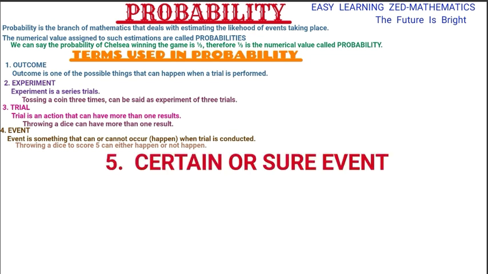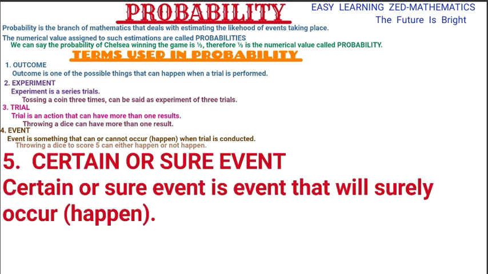Okay, so number 5, we're going to look at certain or sure event. Before I explain this one, I ask you viewers to pause the video and try to explain what is a certain or sure event. I'll take it that you have paused. Now let me explain. As you know the meanings of the words certain and sure, it is the same meaning in mathematics. So a certain or sure event is an event that will surely occur or happen. If we say it's a sure or certain event, we are saying it will happen.